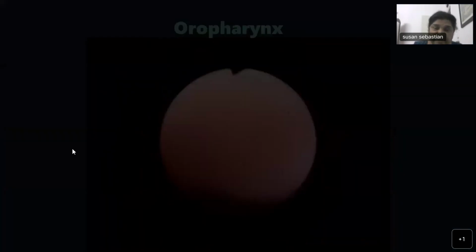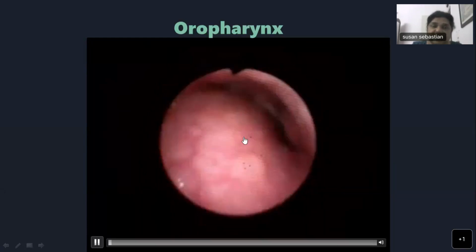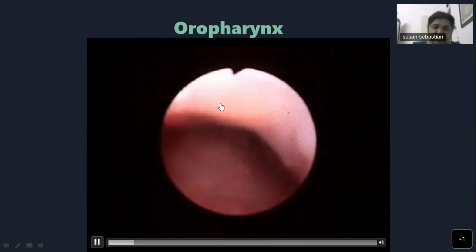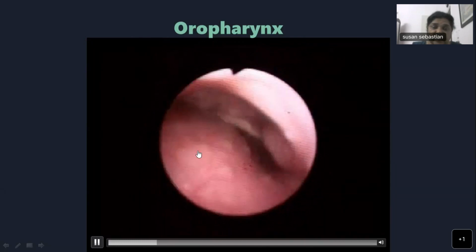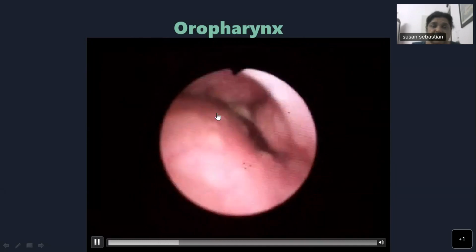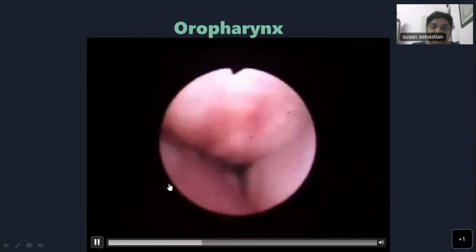Now the oropharynx. We have crossed below the level of the soft palate. This is the soft palate, you have crossed below that, and from there you are seeing below. See, this is the posterior pharyngeal wall, these are the tonsils, and you can see the tonsils projecting into the airway and obstructing the airway.